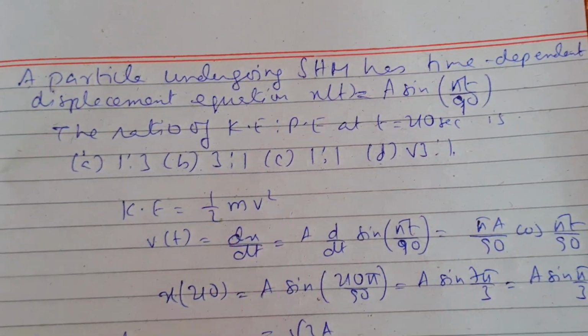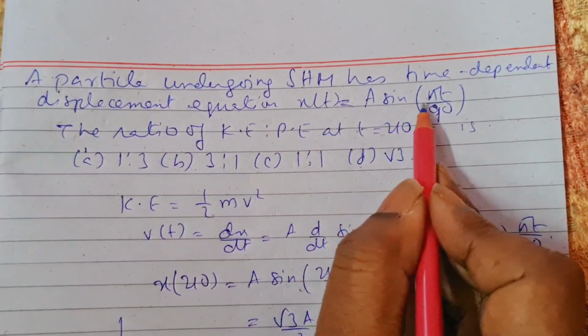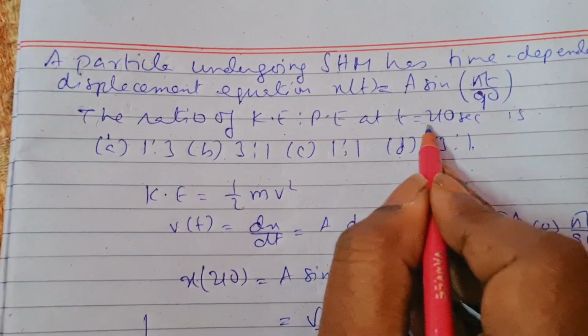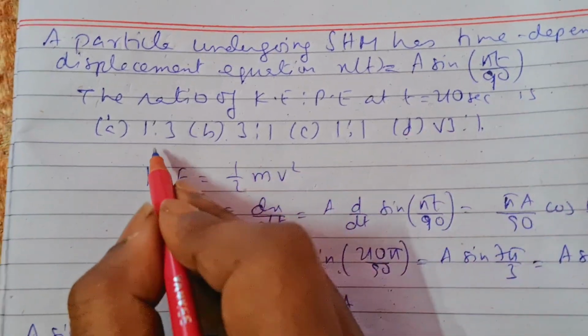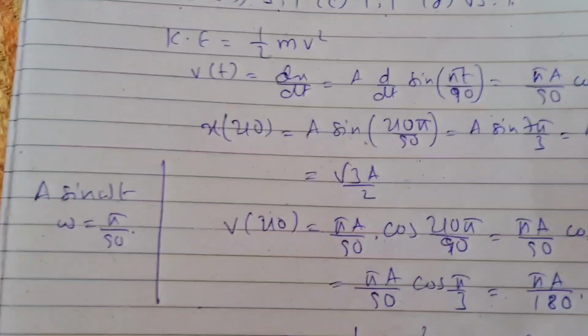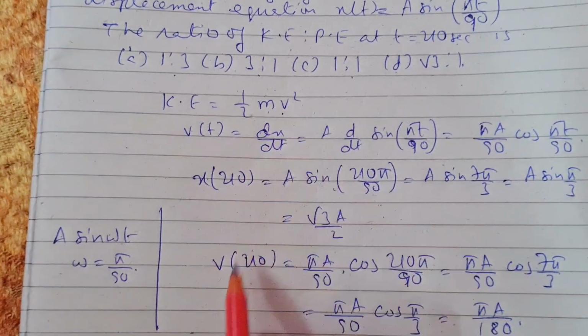A particle undergoing SHM has time dependent displacement equation x of t equal to a sin(pi t by 90). The ratio of kinetic energy to potential energy at t equal to 210 seconds is 1:3, 3:1, 1:1, or 3√3:1. First of all, we have to check kinetic energy equal to half mv square, where m is the mass and v is the velocity.